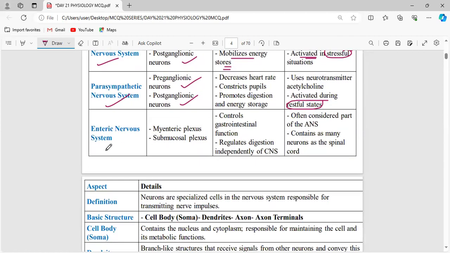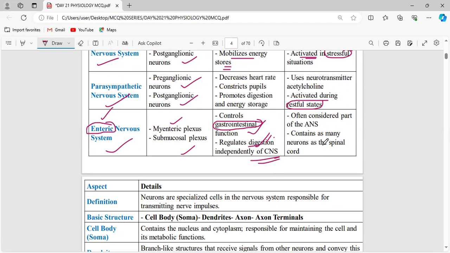And you should also know that the parasympathetic nervous system is a subcomponent of the autonomic nervous system. Right, now what is the enteric nervous system? See, just remember this word always: the word enteric refers to the intestine. Now what are the subcomponents present in the enteric nervous system? The myenteric plexus and the submucosal plexus. And what are the functions of this nervous system? It controls gastrointestinal function, and it regulates digestion independently of the central nervous system.